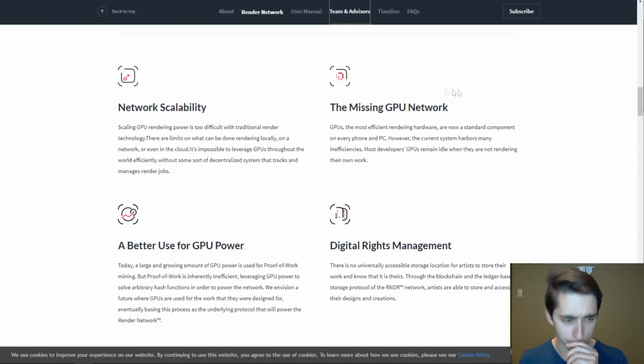Another thing as well is that there's been a missing GPU network. Right now, there's a very easy solution in the sense of where we actually get those resources. All of our computers, including mine that's sitting right next to me, have a graphics processing unit, a GPU, that is in most cases being unused. Even as I'm recording this video, I'm only using a fraction of my GPU. Because it's sitting there idly, there's a lot of power that isn't going towards doing something productive.